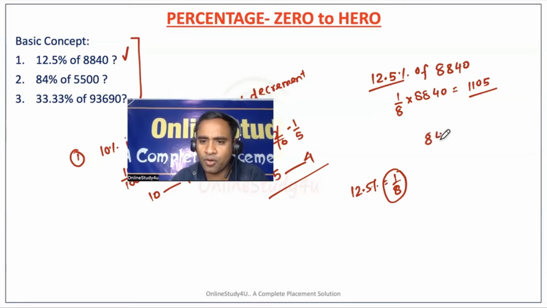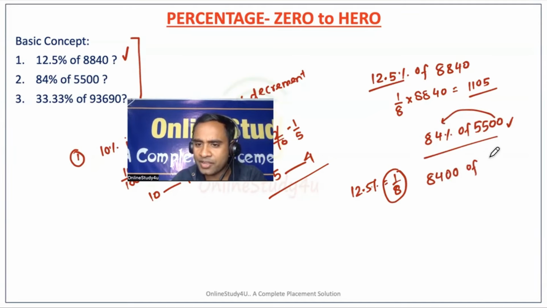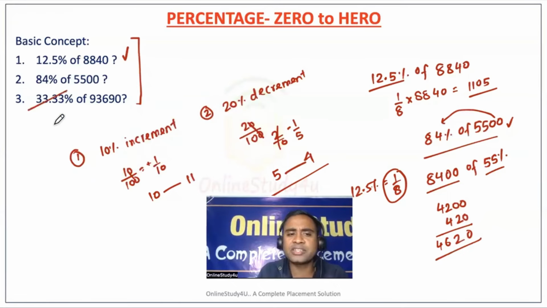84 percent of 5500. Now, friends, this you can quickly solve. How? What you can do is, this 20 you can transfer here, so it will become 8400 of, and this 55 percentage you can put it here. So now 55% you can easily calculate. 50% is half, 4200, and 5% will be 420. So 4620. All those things you can do in your mind.